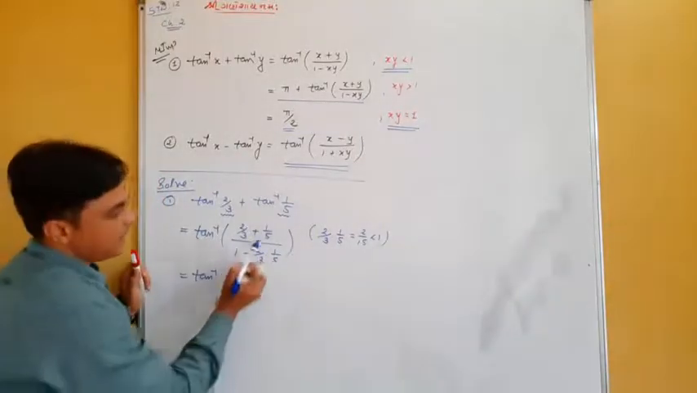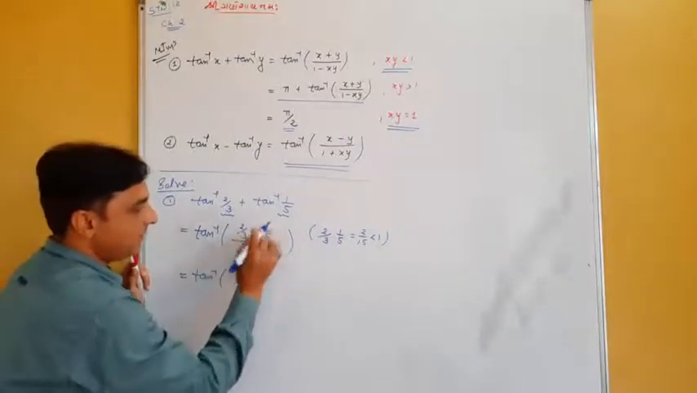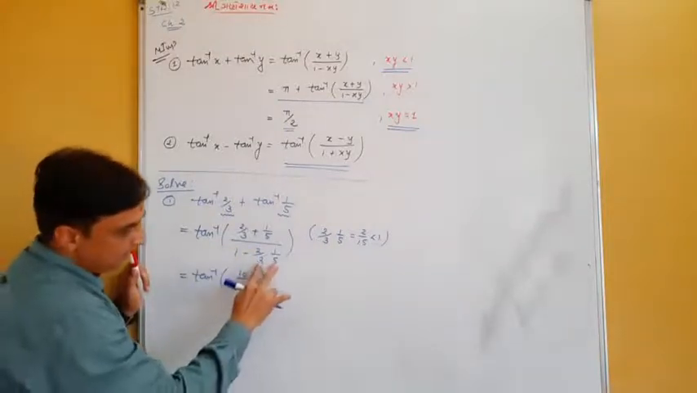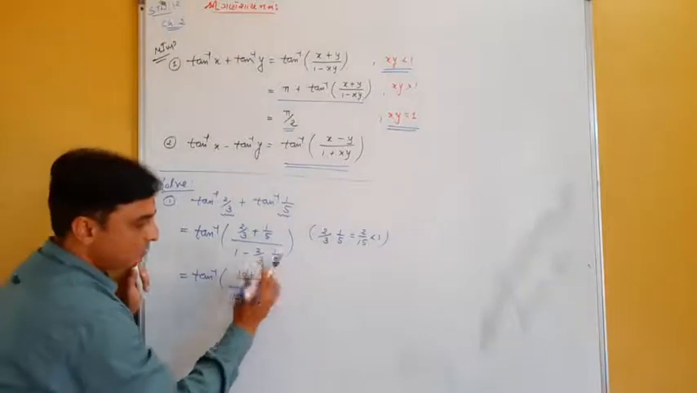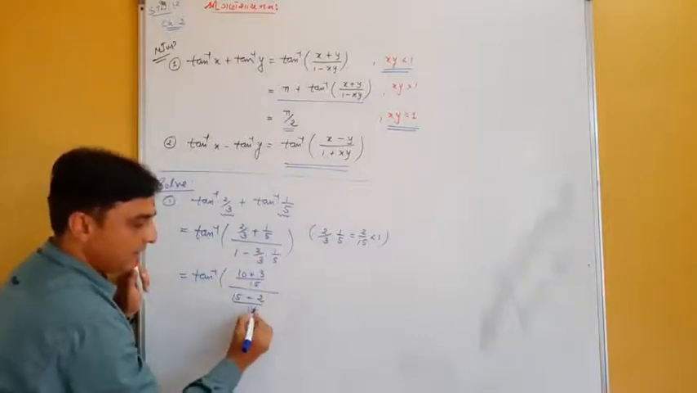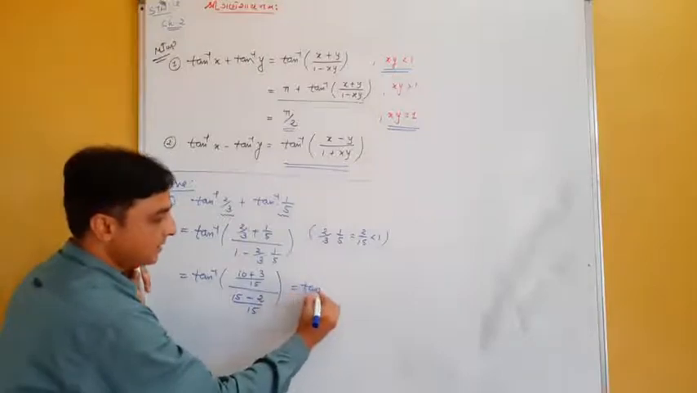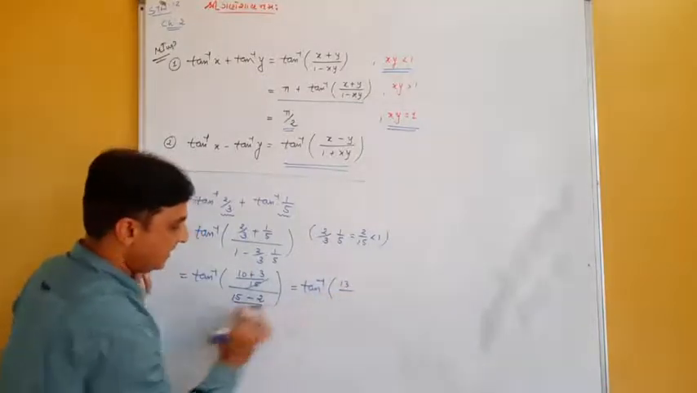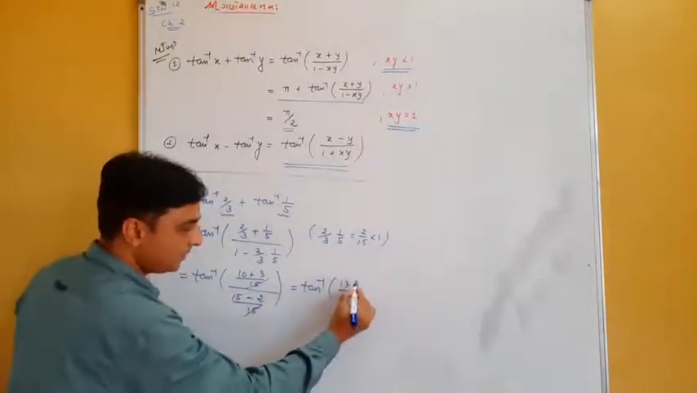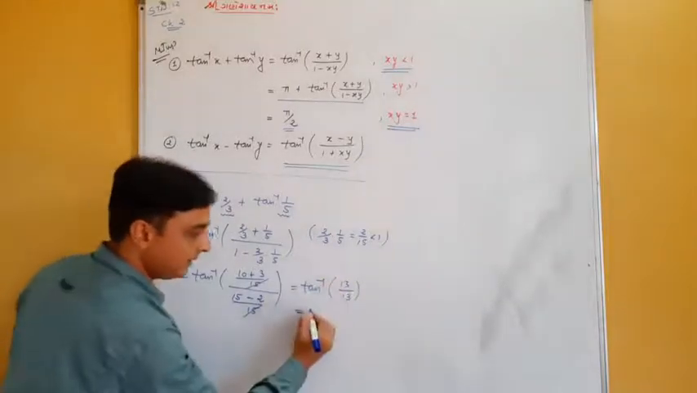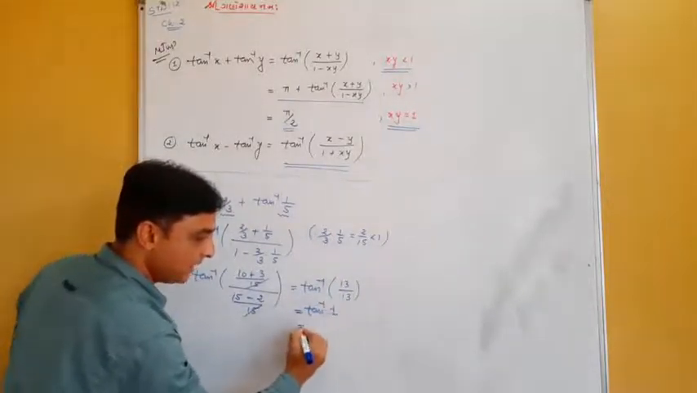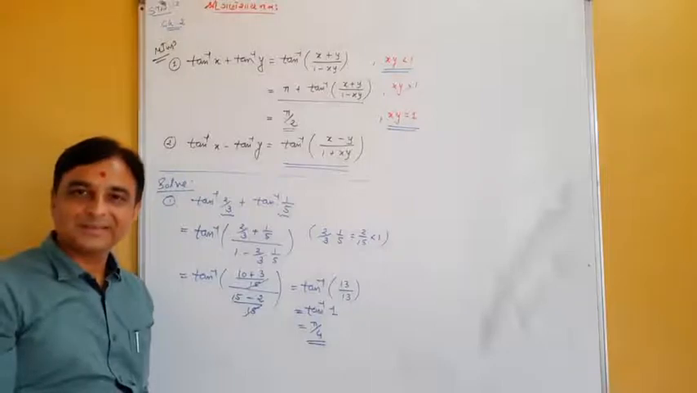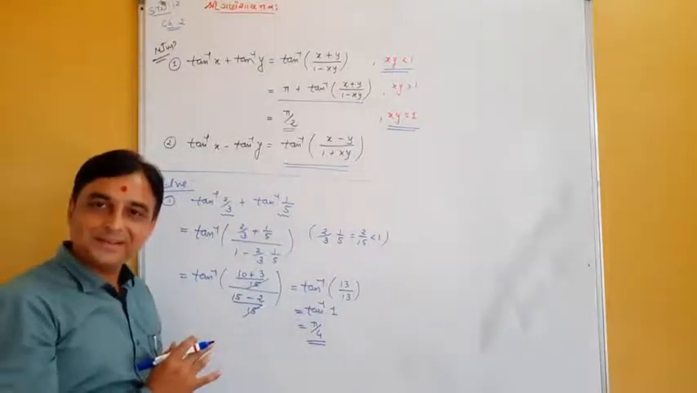Tan inverse. In the numerator, 5 2s are 10, 3 1s are 3. In the denominator, 5 3s are 15. Now here 5 3s are 15, minus 2 1s are 2, upon 5 3s are 15. What is the answer? The 15 cancels, 10 plus 3 is 13, and 15 minus 2 is 13. 13 cancels, so tan inverse 1, and tan inverse 1 is pi by 4. Is it clear? It's very simple.